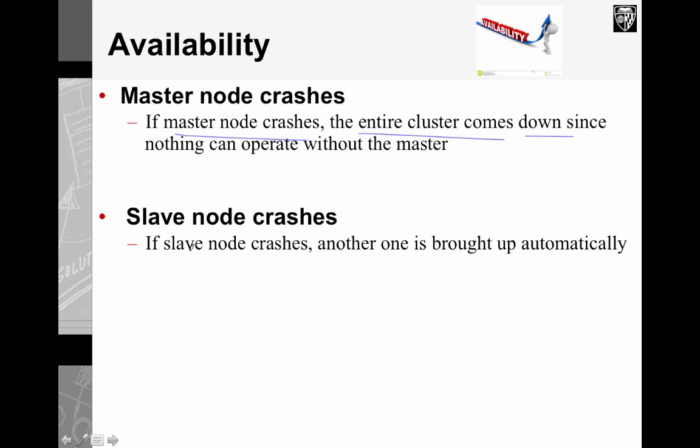But if a slave node crashes, then another slave node will be brought up automatically because you said you want to have 4 core nodes and 2 task nodes. Well, if one of the core nodes fails, then you will notice that it automatically brings up another one so that it can replace it. It's done automatically for you. And that's how availability is handled in the Hadoop EMR cluster.